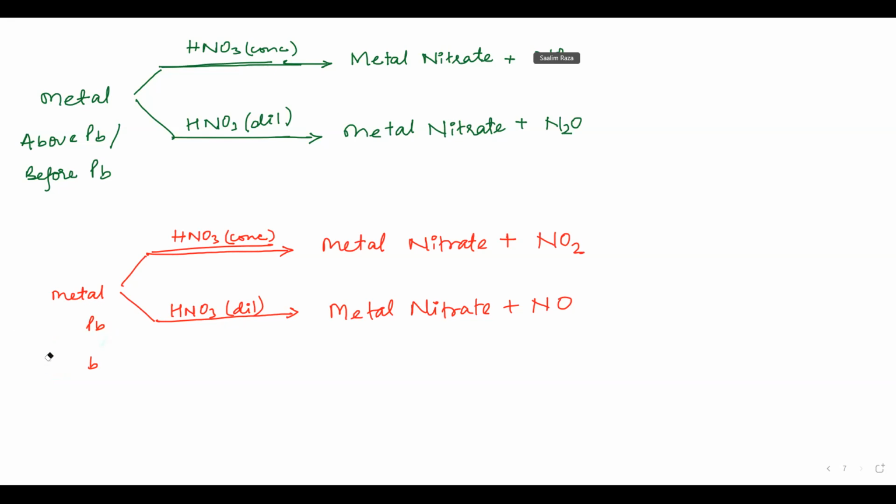Right here from Pb, metal from Pb. Sir, does that mean Pb comes in the second category? You said from Pb for the red ones, right? So it comes in the second category. Yeah, it will give NO if it is reacting with dilute. Yes, from Pb and after. Okay.